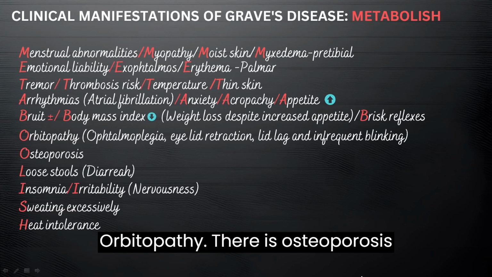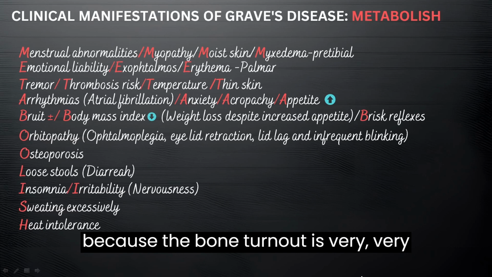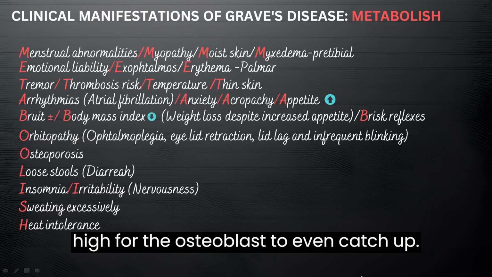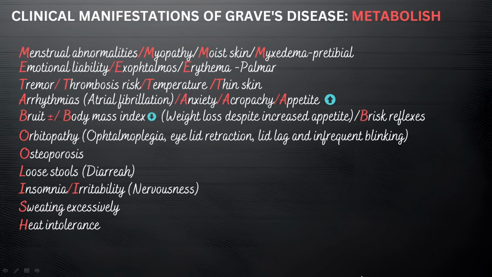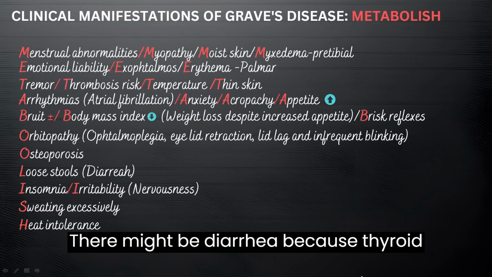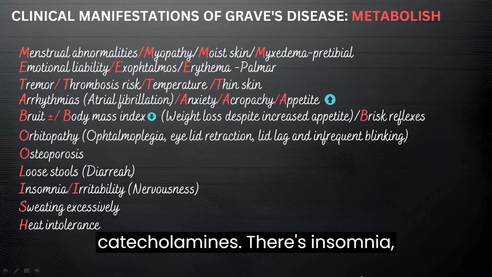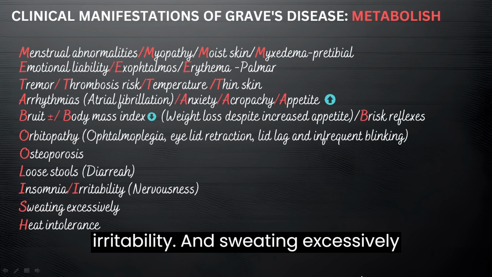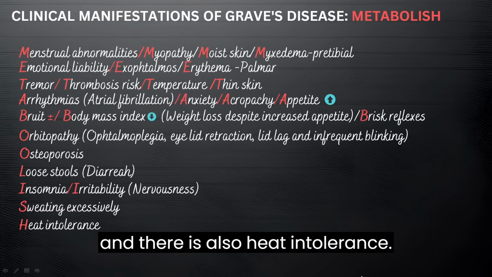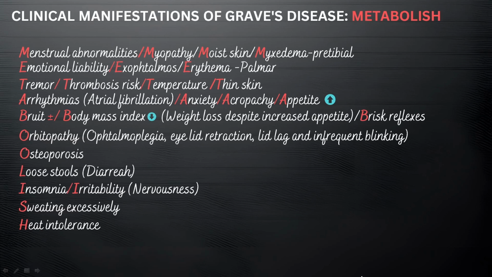There is osteoporosis because the bone turnover is very, very high for the osteoblasts to even catch up. There might be diarrhea because thyroid hormones can also activate catecholamines. There is insomnia, irritability, and sweating excessively. And there is also heat intolerance.